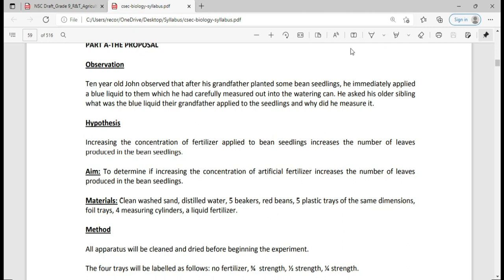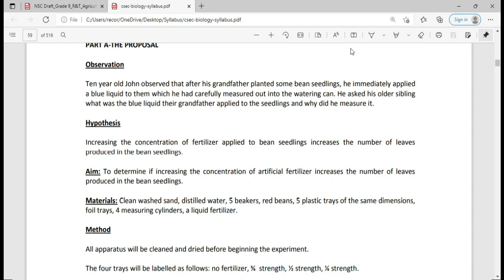The hypothesis is: increasing the concentration of fertilizer applied to bean seedlings increases the number of leaves produced in the bean seedlings. The next step is to formulate an aim, and the aim must have a direct relation to the hypothesis. Here's the aim: to determine if increasing the concentration of artificial fertilizer increases the number of leaves produced in the bean seedlings.